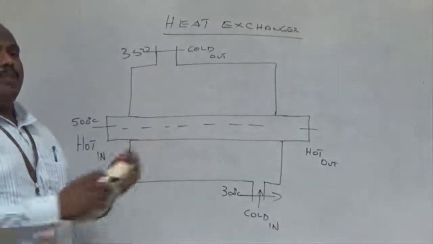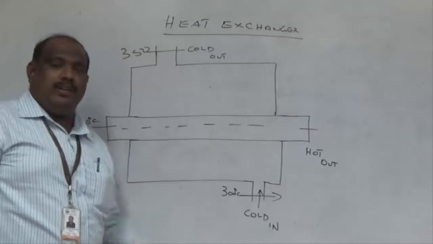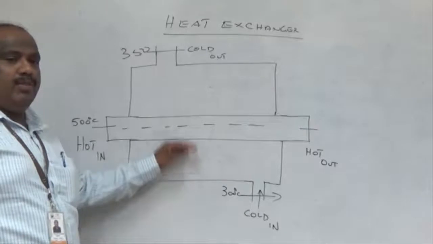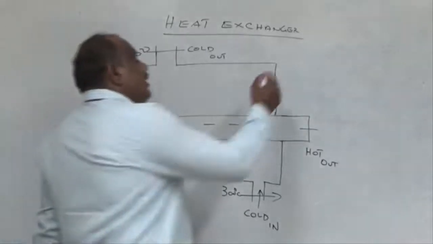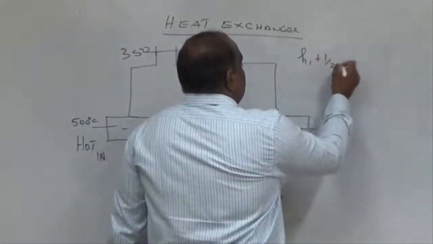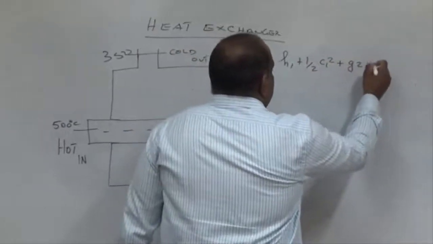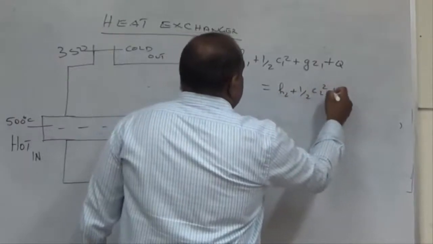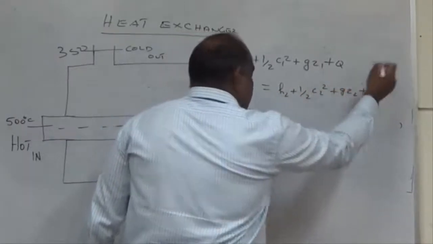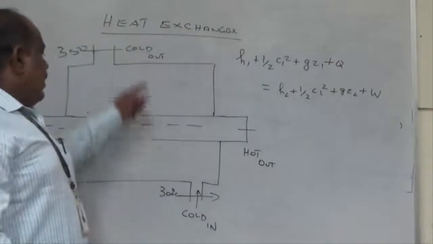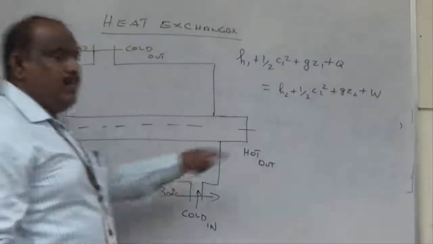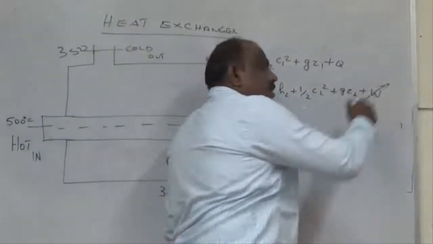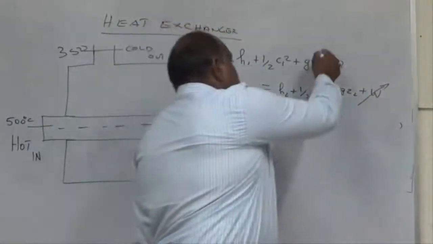Now which equation do I want to apply? I want to apply the steady flow energy equation for this particular application. But instead of one fluid, we have two fluids. Now the same expression: H1 plus half C1 square plus g Z1 plus Q is equal to H2 plus half C2 square plus g Z2 plus W. If we have any rotating components? No. Then W will not be there, because W will not be positive or negative. And we assume Z1 equal to Z2.